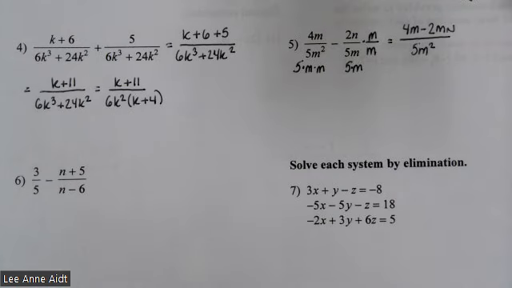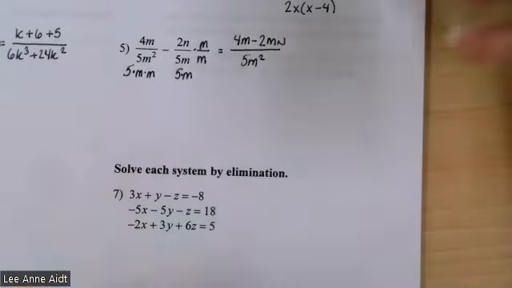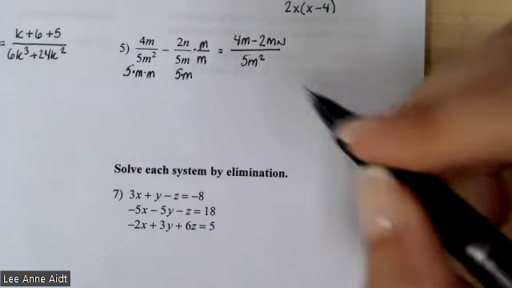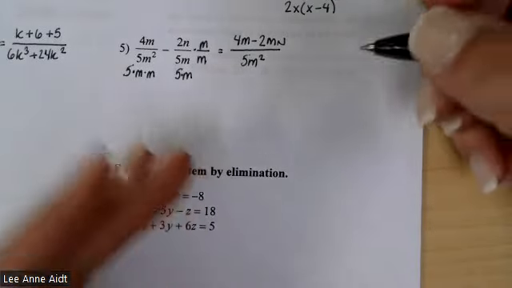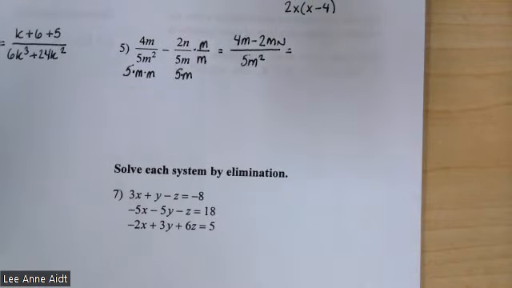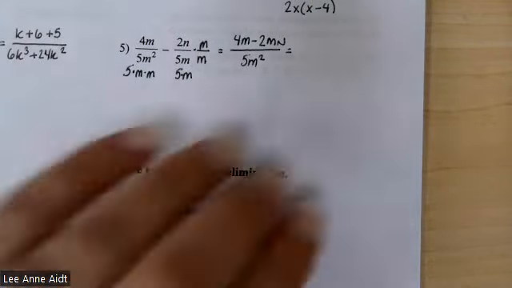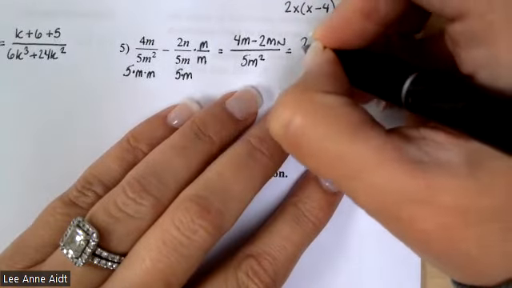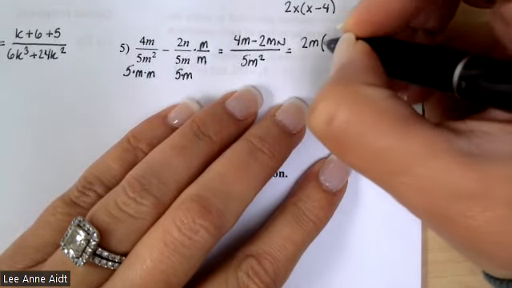Okay, now you're saying to yourself, Mrs. Talbot, do I have to keep going? And the answer is you have to keep going if there's something you can reduce with the bottom. So I just suggest keep going just to see. So does the top have a GCF of 2m?